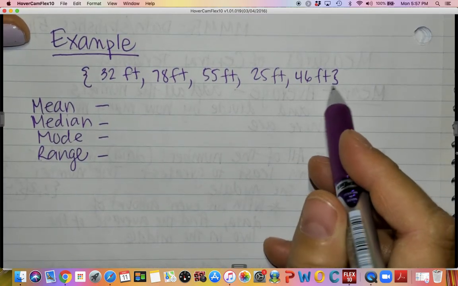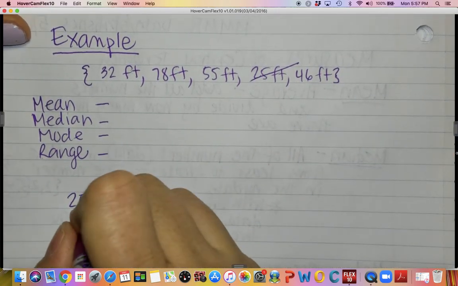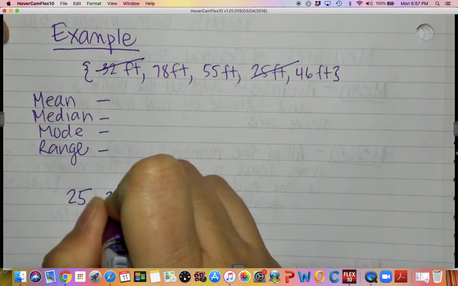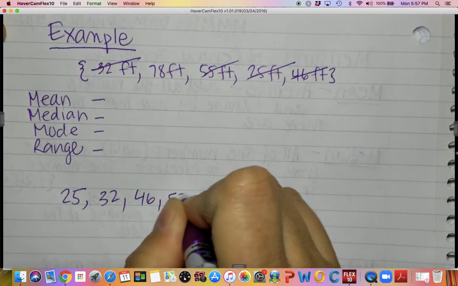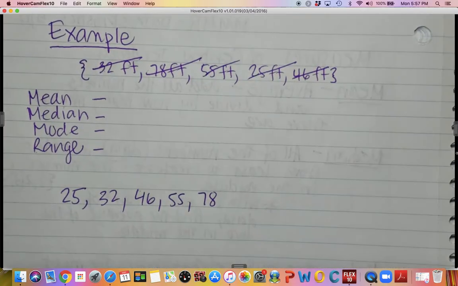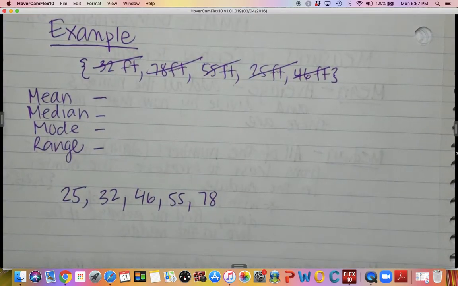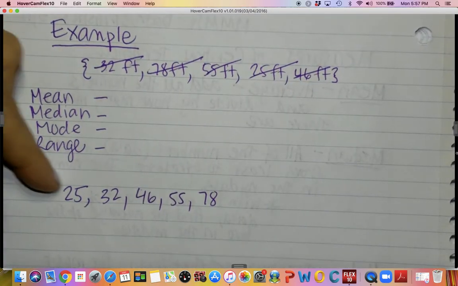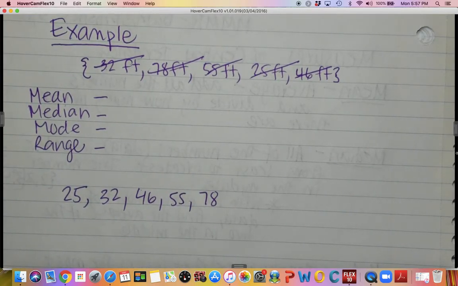So the least is 25. And I'm going to take off feet for now because I know I'll put my feet back at the end of the answer. So 25, 32, 46, 55, 78. And I want to make sure that I have all my data. 1, 2, 3, 4, 5. When I'm looking at a large set of data, I always make sure to count how many I have, and then when I'm rewriting it, count that so they match, because if I leave some data out, it's going to really mess up my numbers.